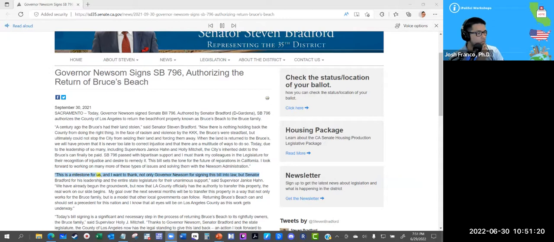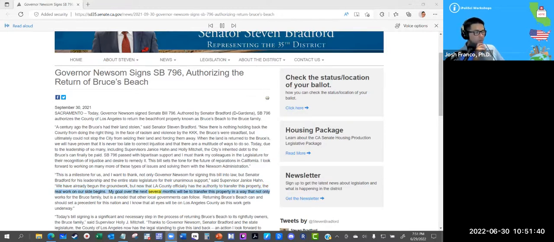This is a milestone for us, and I want to thank not only Governor Newsom for signing this bill into law, but Senator Bradford for his leadership and the entire state legislature for their unanimous support, said Supervisor Janice Hahn. We have already begun the groundwork, but now that LA County officially has the authority to transfer this property, the real work on our side begins.